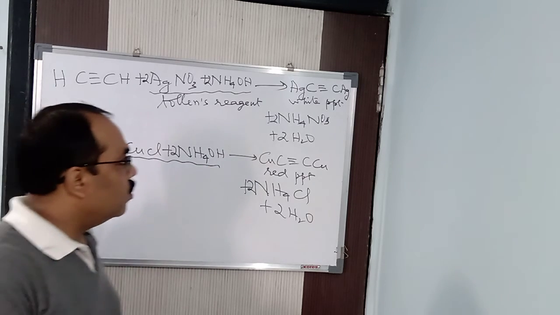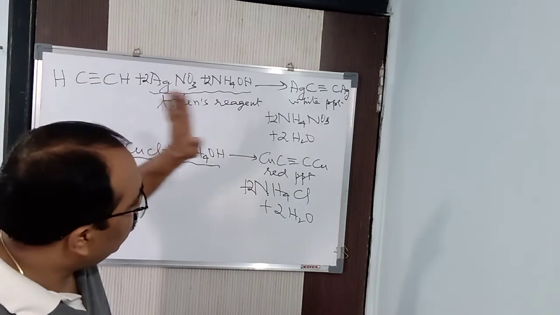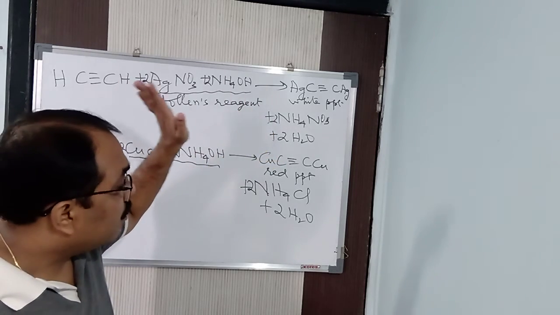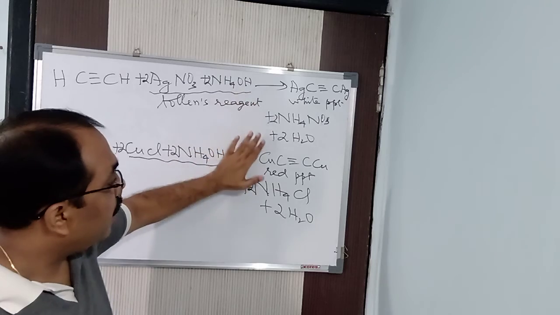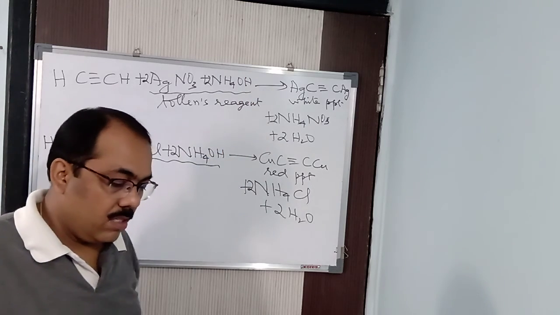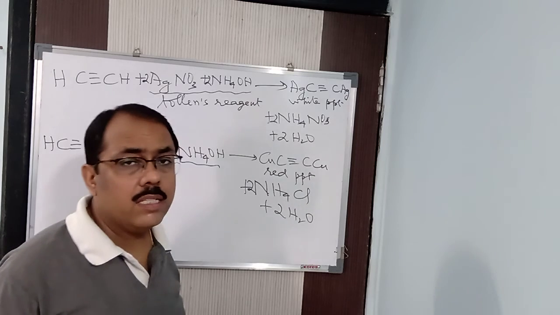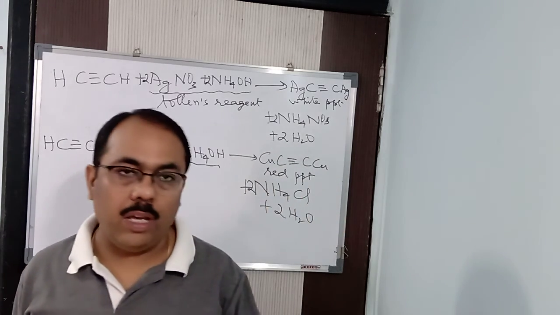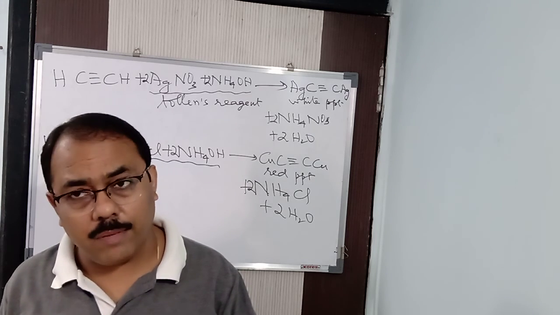In this way, these 2 tests you can see are given only by acetylene, not by ethene or ethane. That means it is given only by alkynes, alright, not by alkenes and alkanes. So this test differentiates between alkenes, alkanes and alkynes. We can say that.